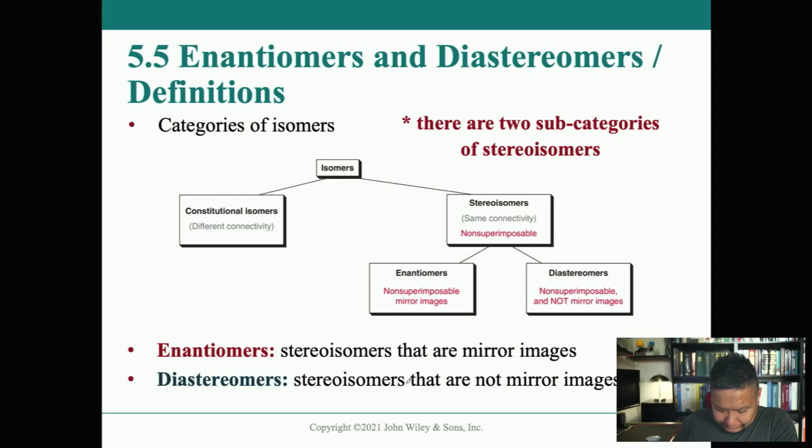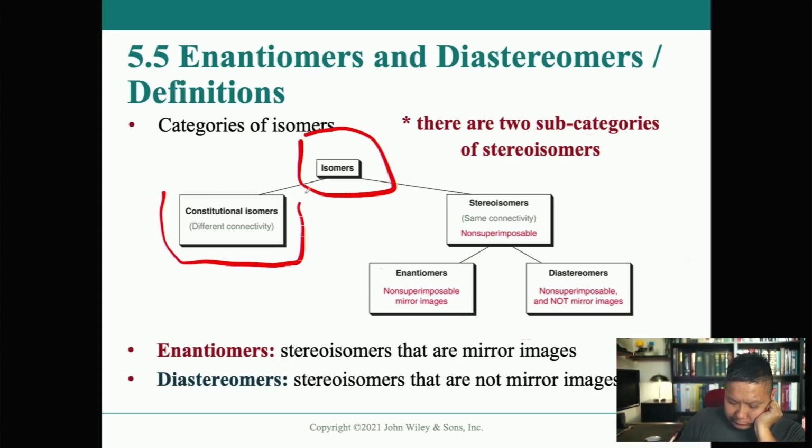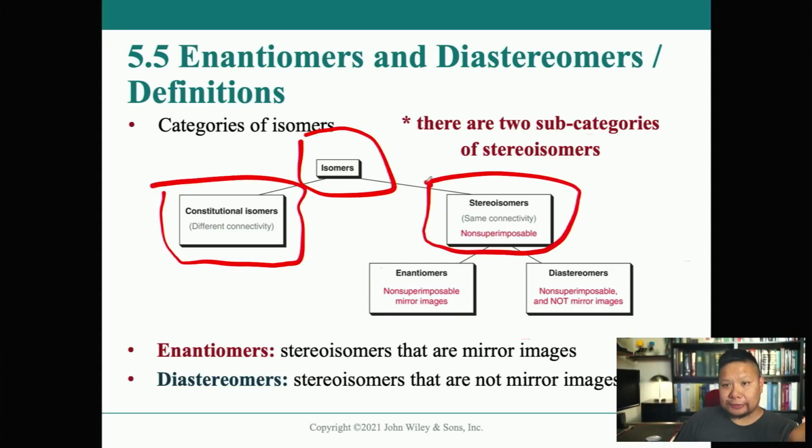So, in the end, we have a summary of isomers here. Isomers are separated into two different categories: the constitutional isomers and the stereoisomers. Constitutional isomers are the ones with the same formula but completely different connectivity. Then we have stereoisomers. They are non-superimposable, but they share the same connectivity.